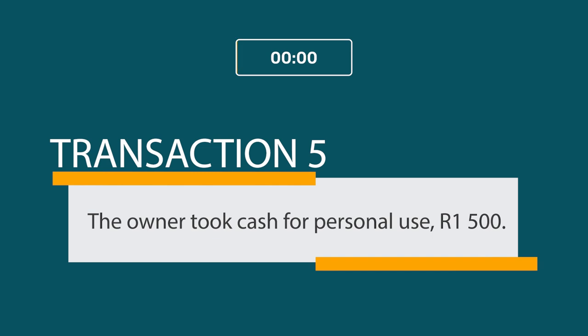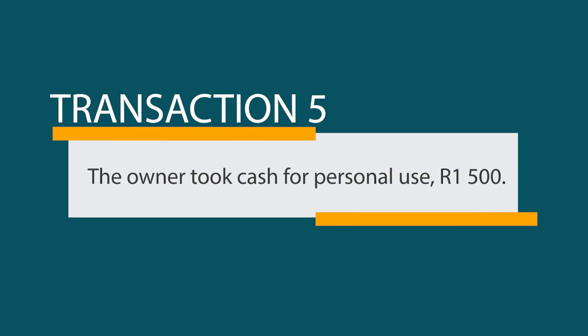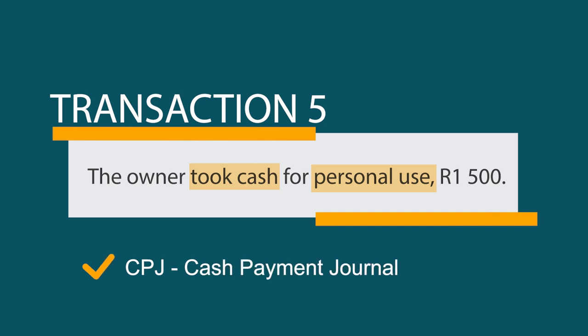The owner took cash for personal use for 1,500 rand. The words took cash and personal use indicate that this transaction should be recorded in the CPJ as the owner, Brenda Bailey, drew money for her own use. Let's look at the CPJ below.